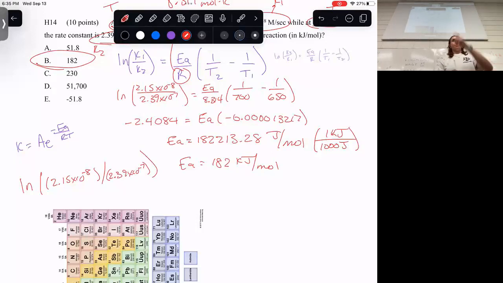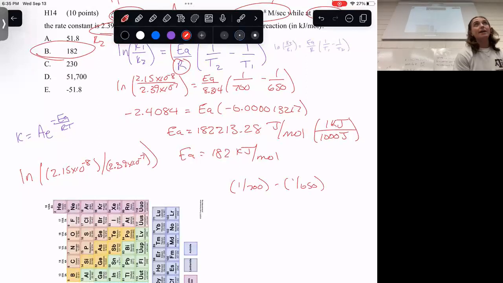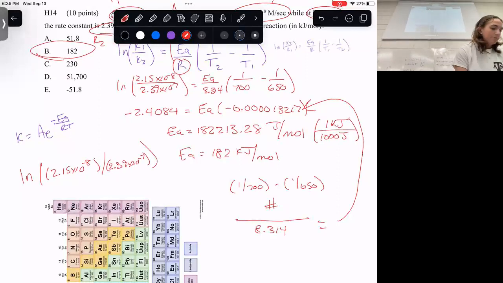So in my calculator, I did 1/700 minus 1/650 and got that number. Then I did this divided by 8.314, which equals this number right here. Then I typed in negative 2.4084 divided by answer, and that should give you that 1.8.